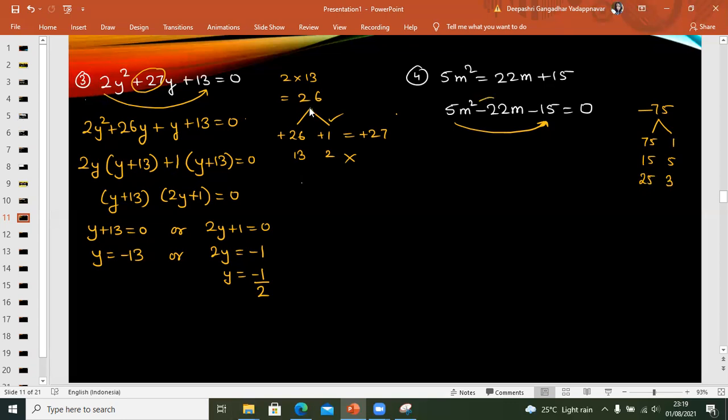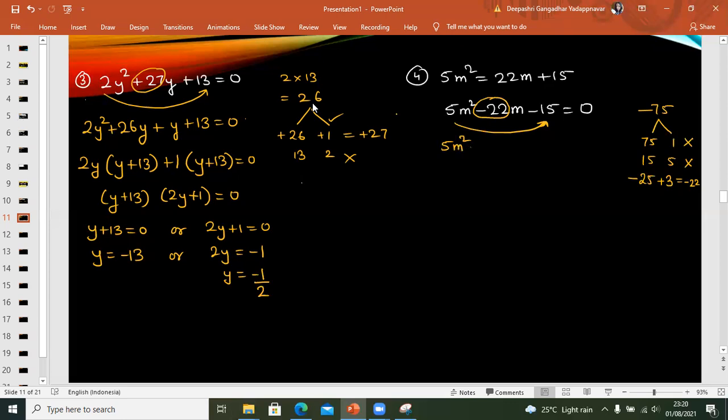We want the middle number, that is negative 22. If you do 75 plus 1 or minus 1, you will not get negative 22. So this option does not work. Then 5 and 15. 15 plus 5, 15 minus 5 also will not give you 22. So this option also does not work. 25 plus 3 will not give you 22, but 25 minus 3 will give you 22. But we want negative 22. So the negative sign should come on the bigger number and the positive on the smaller number. So we will use these values here in the question.